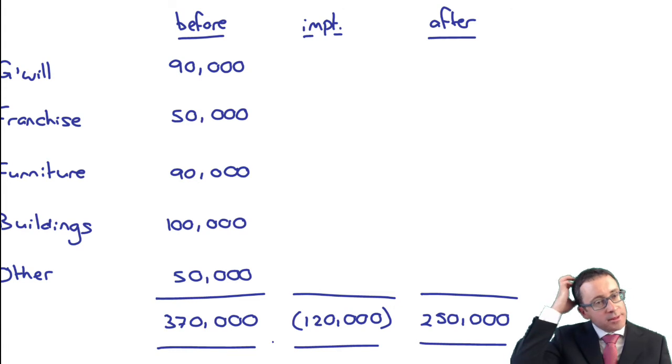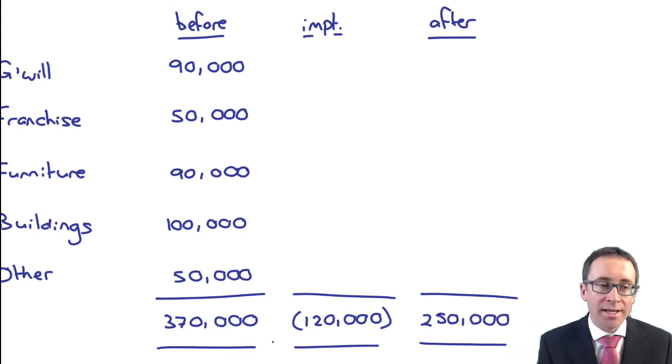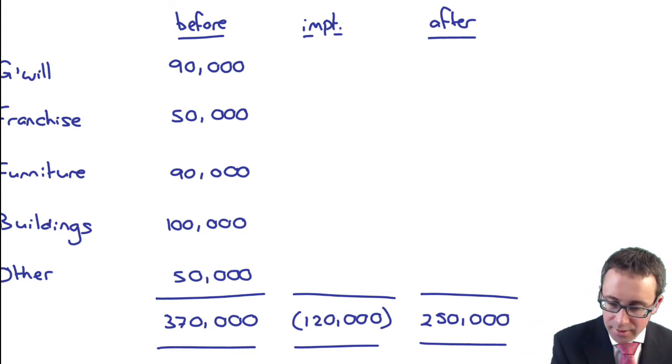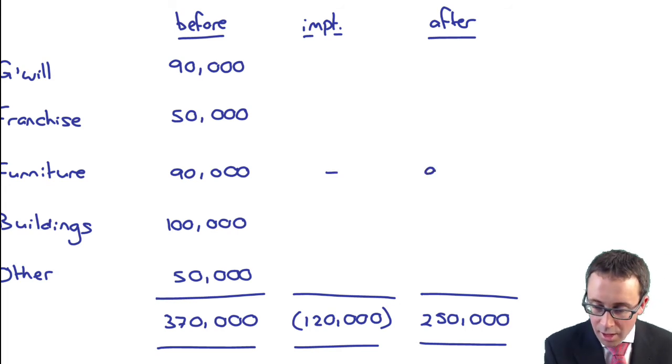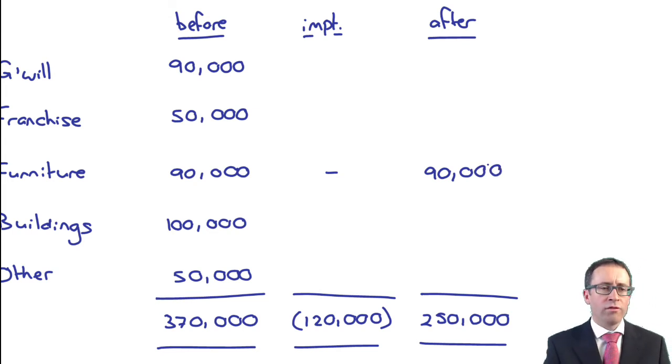Well, what you've got there is, I think the first thing to identify is that the furniture is not impaired, is it? Because it said, didn't it? And I quote, The restored furniture has an estimated realizable value of 115 million. Now, don't start increasing it to 115 million. All that is doing is saying it is not impaired. Okay, so there's no impairment of that asset.